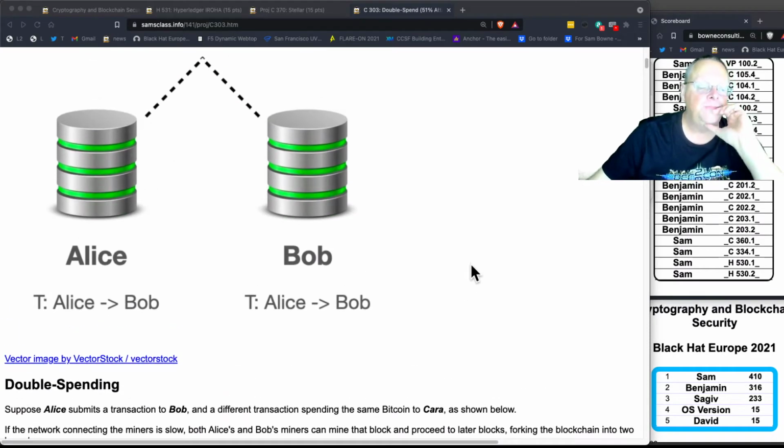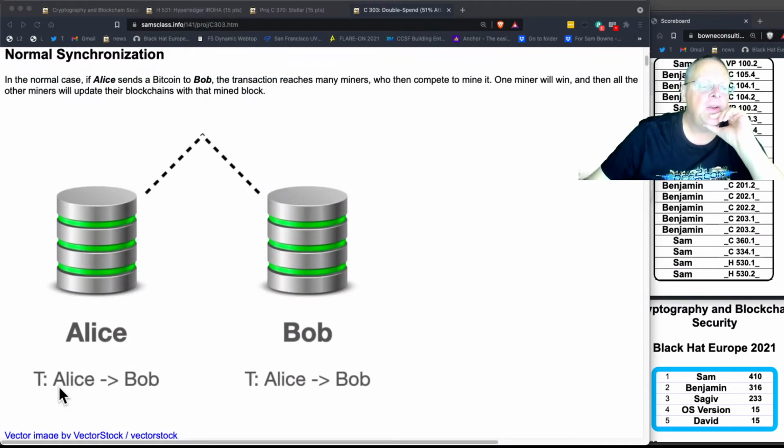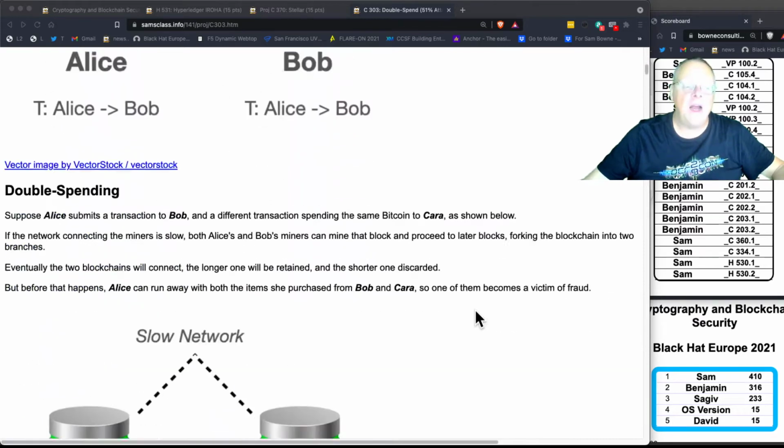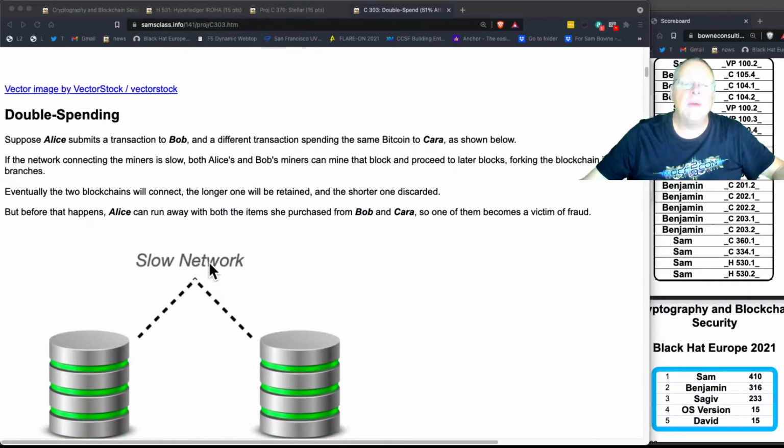So if Alice sends money to Bob, that transaction goes to a miner somewhere that mines it, and other miners try to mine it. Somebody gets it first, and then they tell all the other miners, and then everybody gives up on that block and they start mining the next block. In an ideal world, that's what would happen. But it's possible that the network is slow.